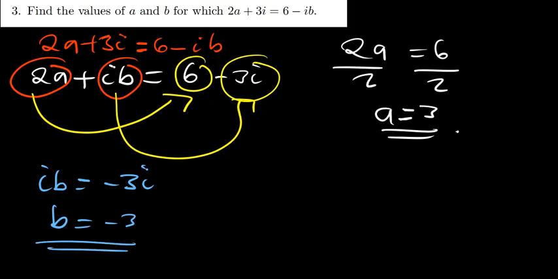Sometimes when you are getting this, they will tell you to ignore i. But it's the same thing because i will cancel out. So in this case, a is equal to 3 and b is equal to negative 3. As simple as that.